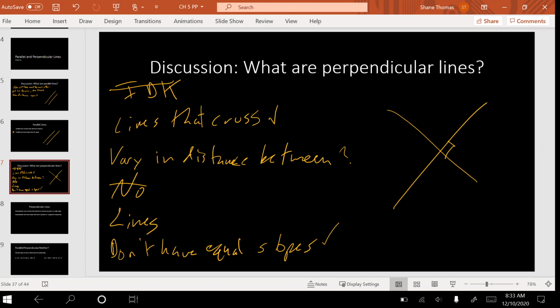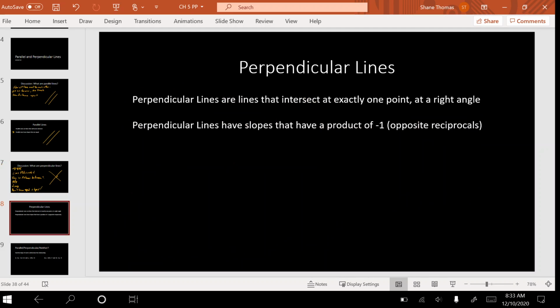All right, so here we go. Here's the definition. Perpendicular lines are lines that intersect at exactly one point, and they make a right angle where they do. And perpendicular lines have slopes that have a product of -1, or they are opposite reciprocals of each other.